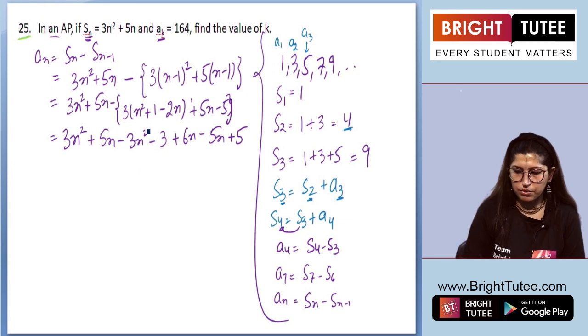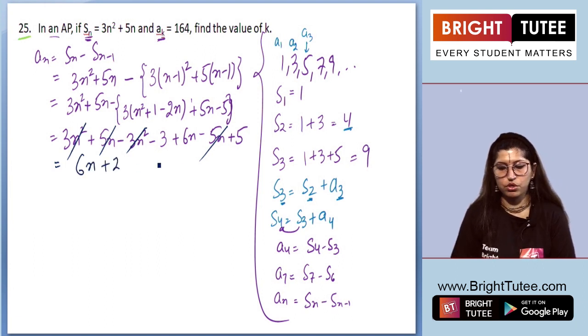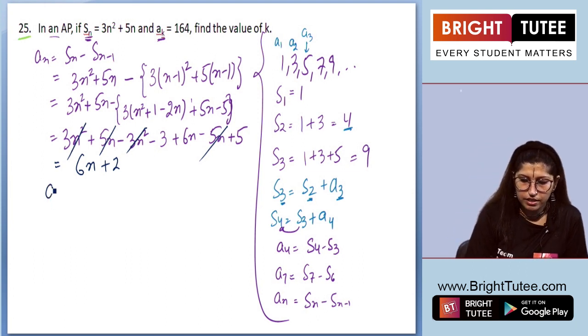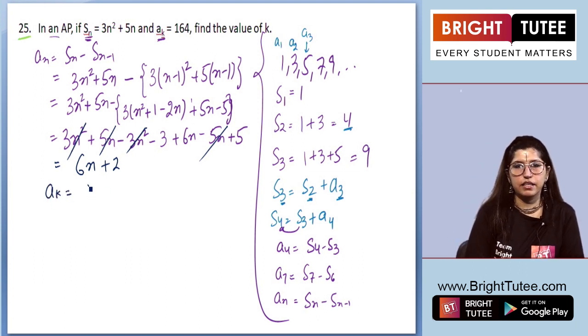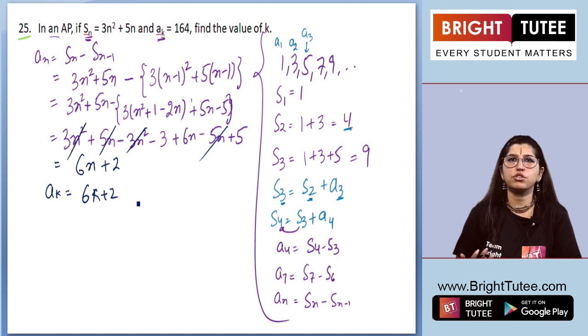Now by solving this, we can cancel 3n square out. We can cancel 5n as well. So we are left with 6n. 5 minus 3 is 2. So 6n plus 2 is the An term which we have. Now if An is 6n plus 2, what will be Ak? That will be 6k plus 2. What have we done? We have just changed n to k. If it's A10, we'll change n to 10.